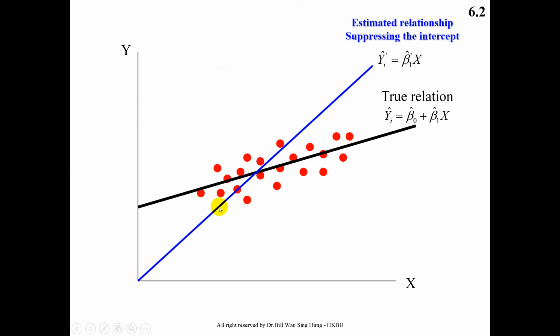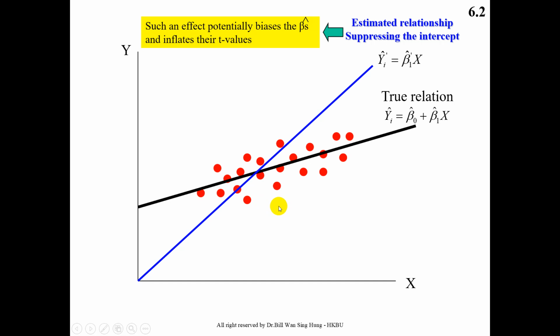we select a sample from the population, and we estimate the relationship by suppressing the intercept term. In that case, y i hat prime is equal to beta 1 hat prime x. Now the slope of the regression line where there is no intercept is higher than the slope of the regression line when there is an intercept, the vertical intercept in the regression line. So such an effect potentially will produce bias for the betas, and it will inflate their t values.